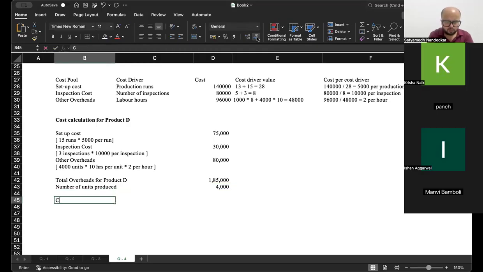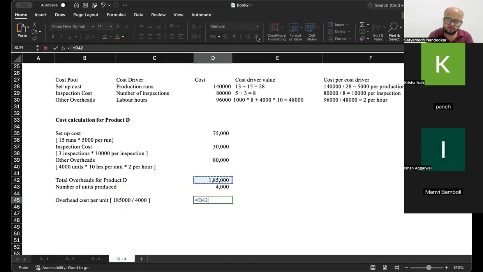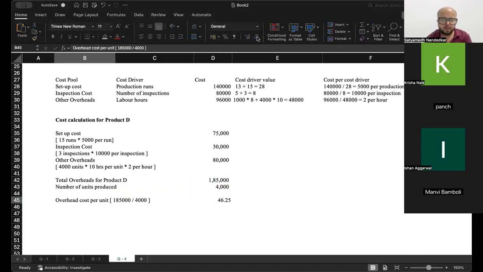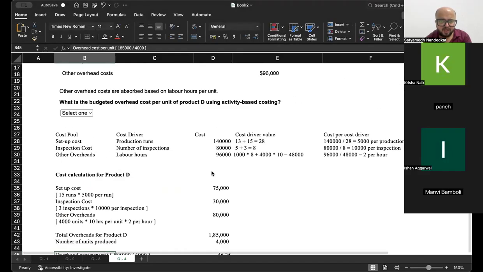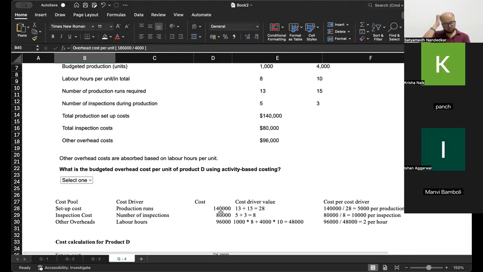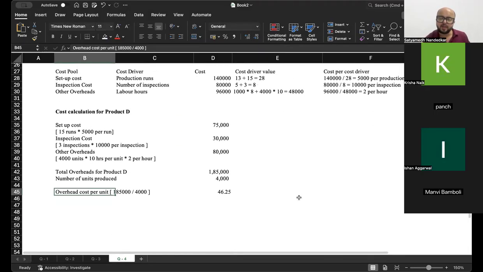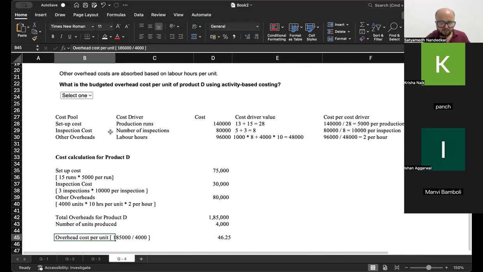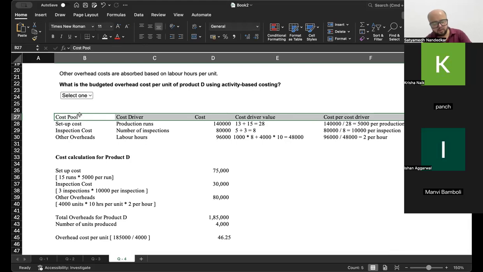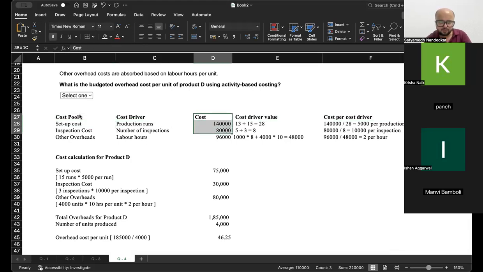So overhead cost per unit will basically be 1,85,000 upon 4,000. How much will it be? 46,250. 46.25. Have they asked you to round? Of course, you will know that in the options. And 46.25 is there in the options part. Okay? Have a look once. Tell me if there's something that you want me to clarify further.